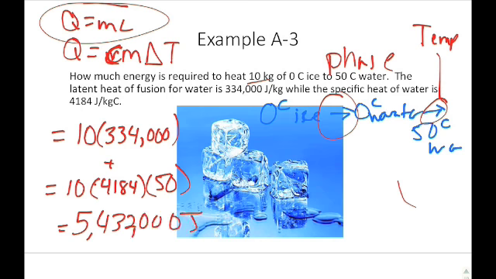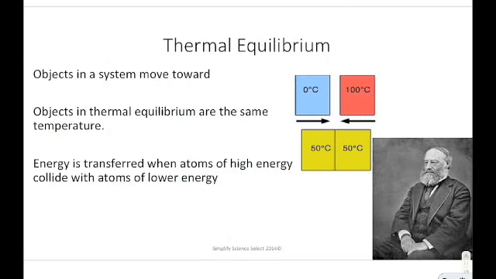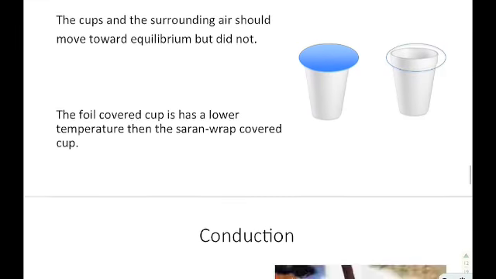joules. Now we also learned in the first unit that objects tend to move towards thermal equilibrium. So heat is transferred from high temperature to low temperature. That was discovered by James Joule. He was the first one to discover it, and that's why the unit of energy is named the joule. But let's go ahead and take a look at it in more detail.